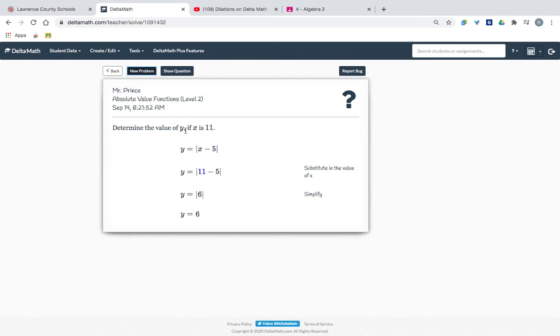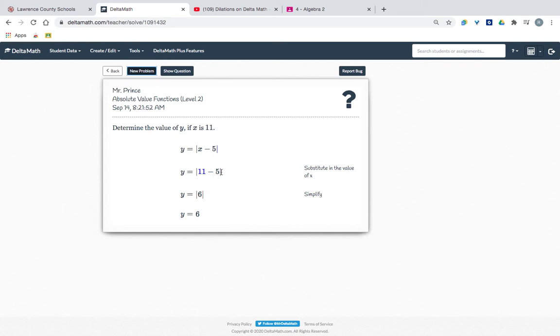Alright, so it says determine the value of y. This time x is positive 11. So you're going to substitute 11 in. You'll have, on this one, it'll say 11 minus 5. You have to subtract the 5 first before you take the absolute value. Notice how the absolute value bars just come down with it. You got to do all this before you take the absolute value.